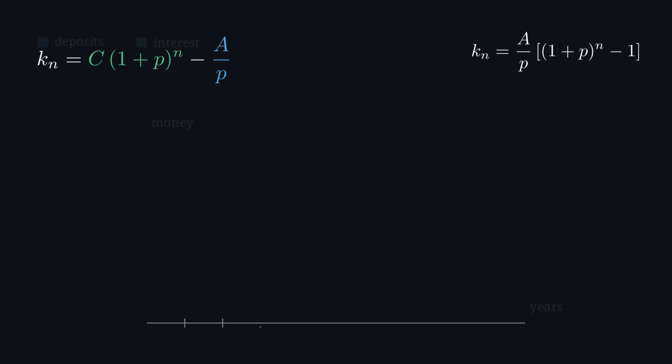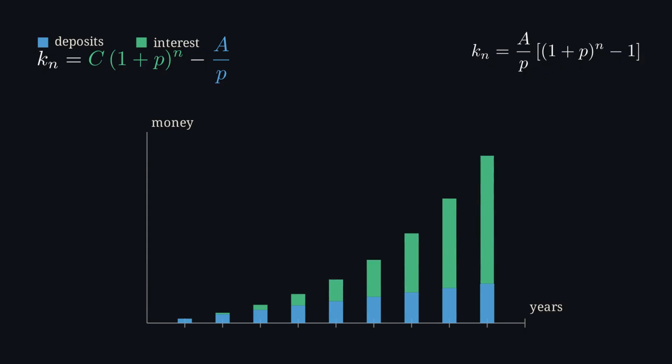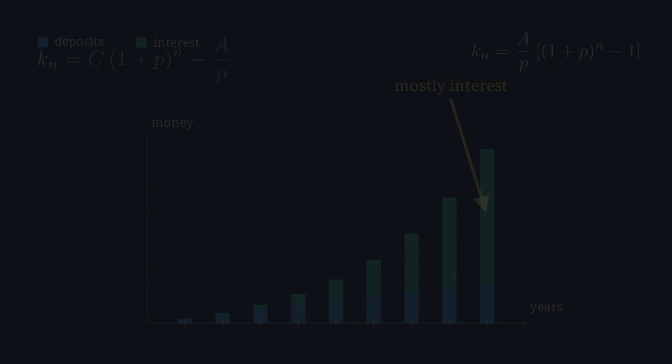And this is where it gets genuinely startling. Picture a bar for every year. The blue part is the money you actually put in. It climbs in a boring straight line. But the green part, the interest on the interest, that grows like a rocket. Early on, almost everything is your own deposits. Decades later, most of your wealth is money the account earned for you. That's the whole reason the person who started 10 years earlier wins so big.